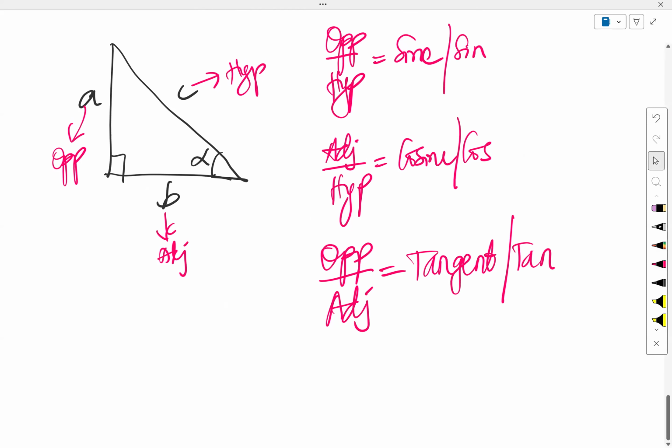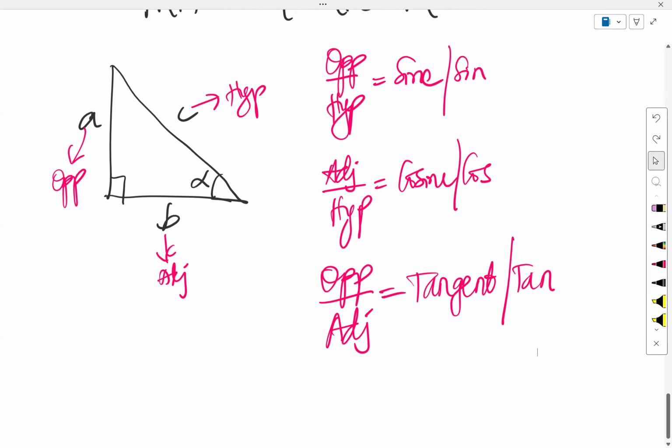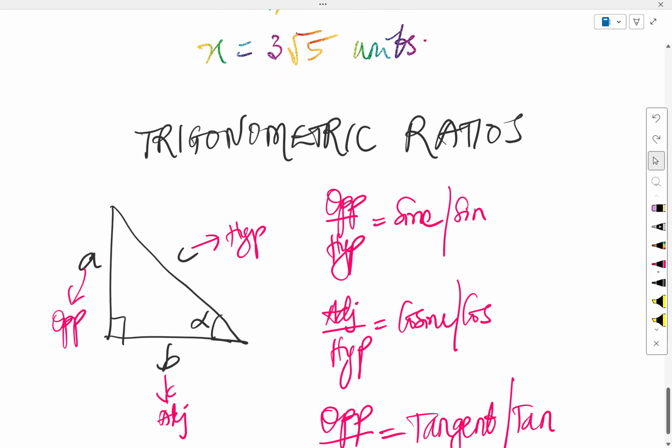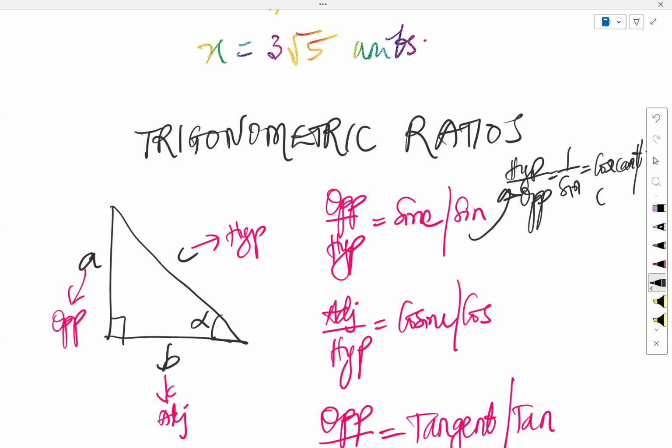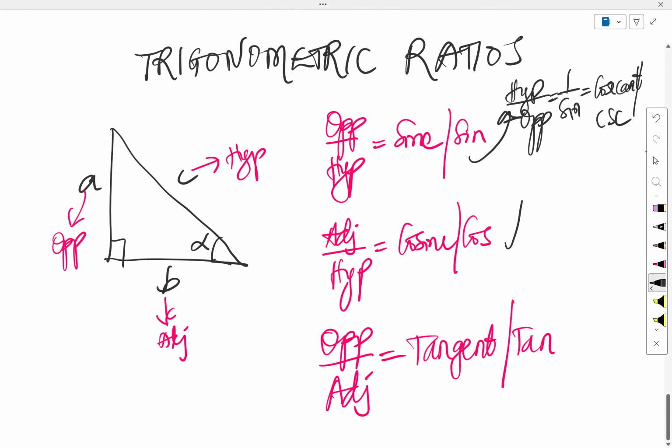So now the other side of the story is that for each of these ratios, we also have the reciprocals. So imagine that you have hypotenuse over opposite. That is simply the reciprocal of sine, and that is what is called the cosecant, and for short, we can call that CSC.